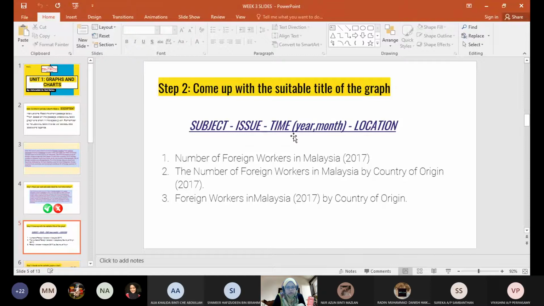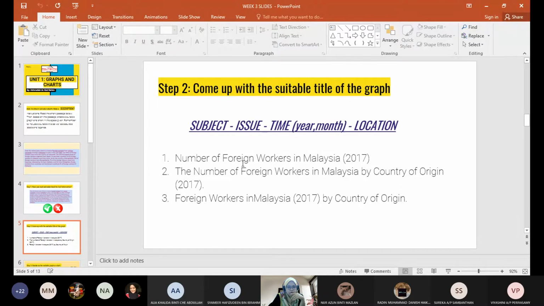Number of foreign workers in Malaysia in 2017. Okay, the number of foreign workers in Malaysia by country of origin in 2017, and foreign workers in Malaysia 2017 by country of origin. So these are the possible titles which you can choose for the title of the graph.